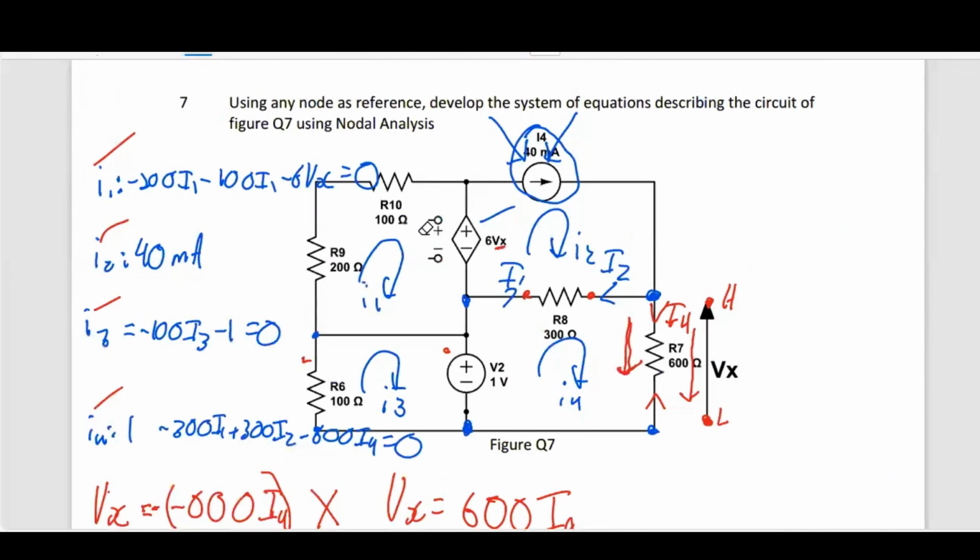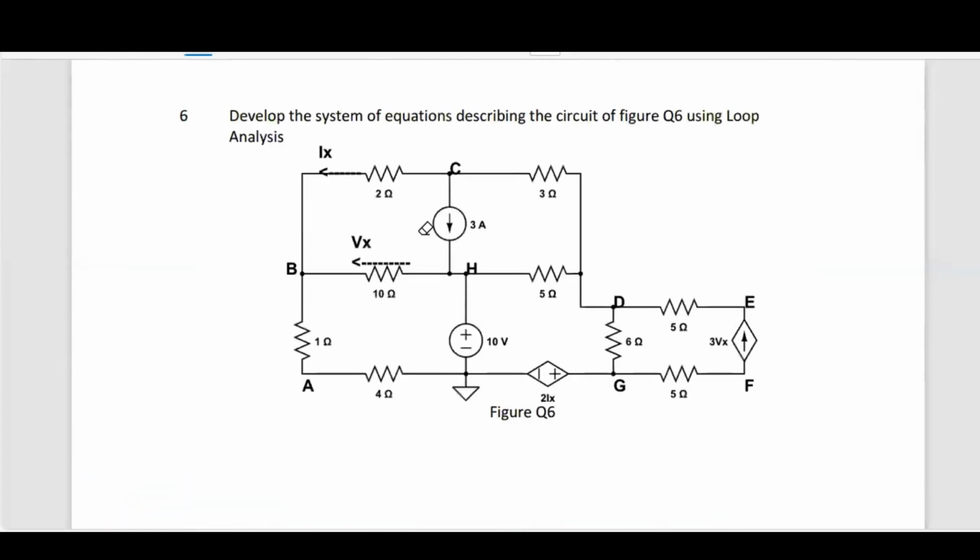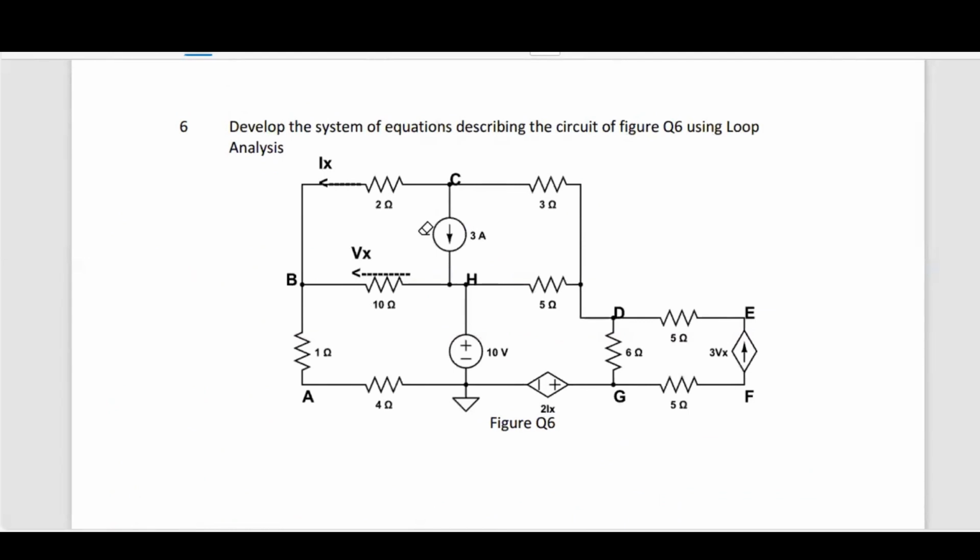If I go back up, look here, same thing. You have a loop with a current source that's not being shared. So I2 equals I4, which is 40, which is what I had here. That's how I look out for it. This one, same thing here: current source not being shared between anything. If I label this I4, I4 will just be minus 3Vx, because I assume clockwise, and since it's going against it, I4 will just equal minus 3Vx.